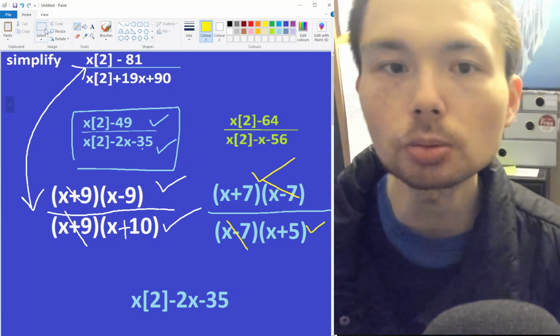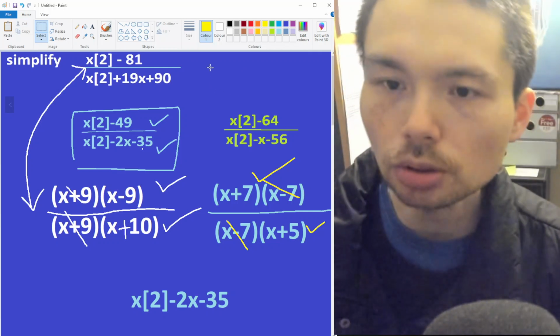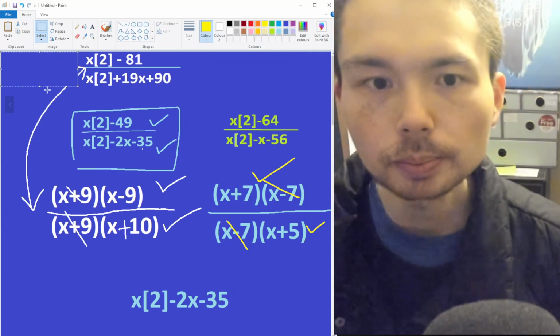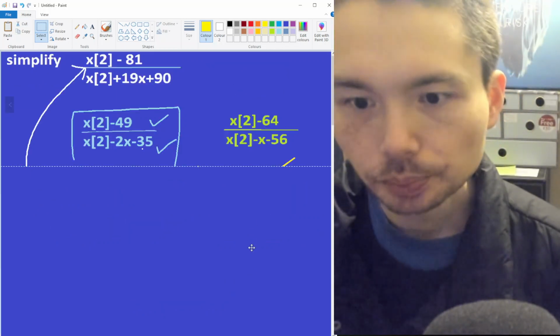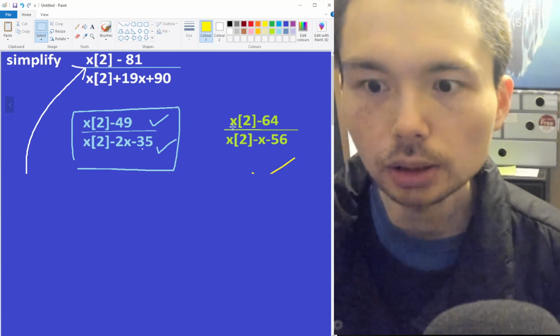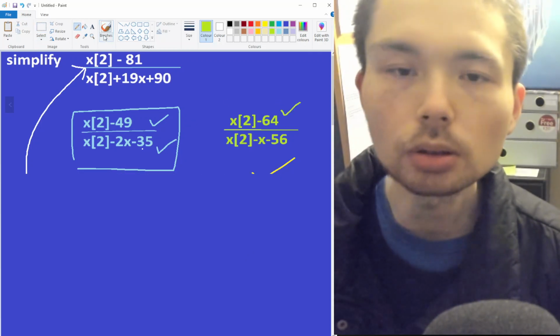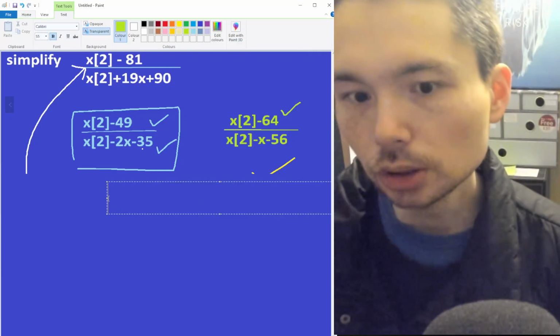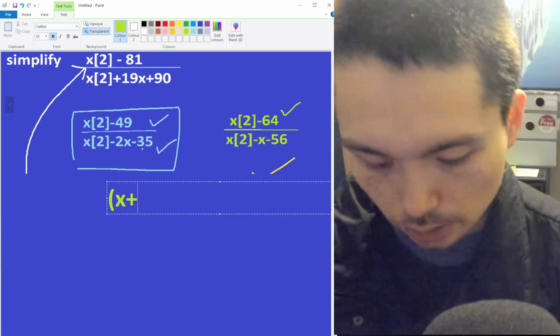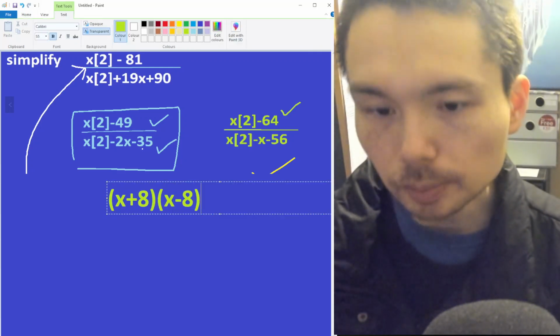Let's do the green one as well. The good thing about this is this is a YouTube video. You can always pause and then go back. Let's get rid of all this now, and let's focus on the green bit. It's the same technique. Look at the top. X squared minus 64. Well, 64 is a square number. Write it with me. X plus 8, x minus 8.